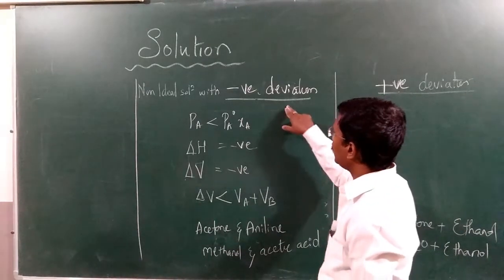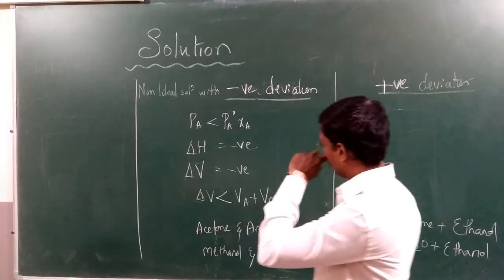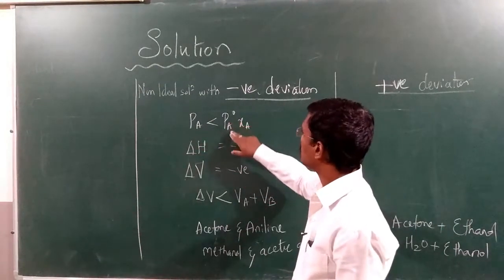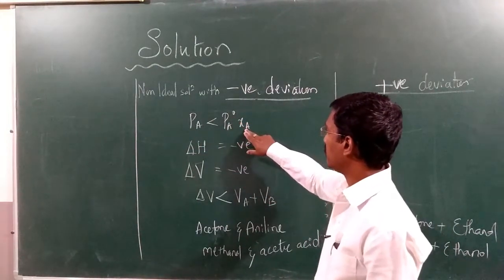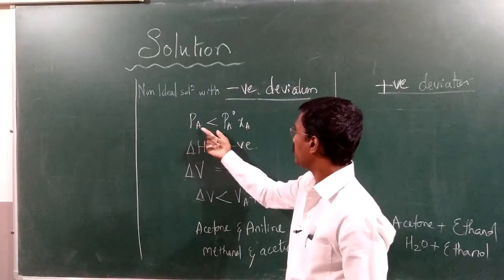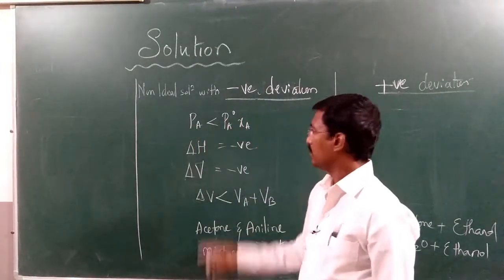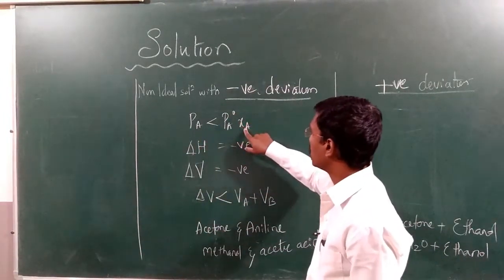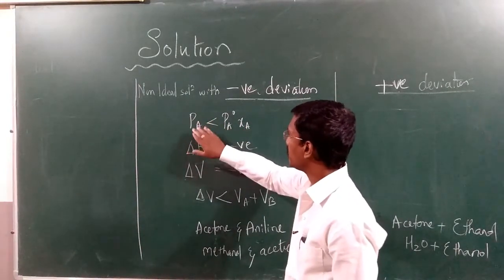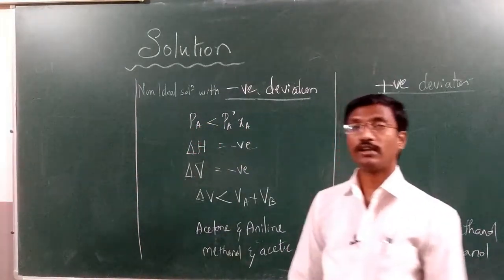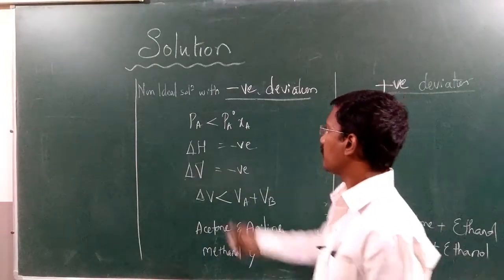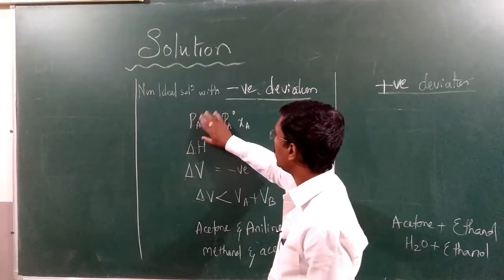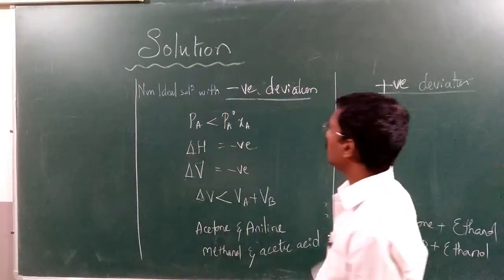In negative deviation, this is the partial pressure of your component A, and this is XA, the mole fraction. The formula is PA equals PA naught into XA. If the partial pressure PA is lesser than PA naught into XA, it indicates that PA has a lesser value than the other number. So if PA is lesser, this comes under negative deviation.